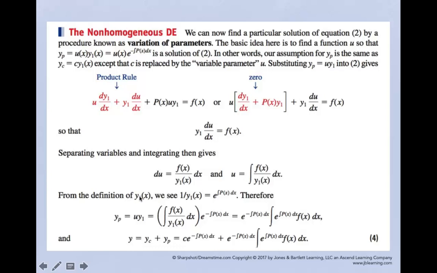Now remember, we've already defined y1 of x, and so 1 over y1 of x is this integral e to the integral of p of x dx. So we can substitute that in and do a little bit of algebraic manipulation. And so what we end up with is this expression right here for the particular solution.